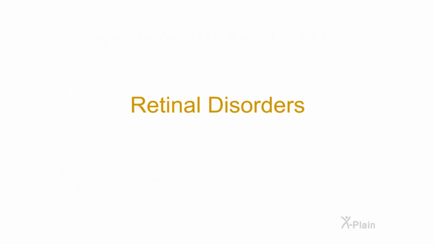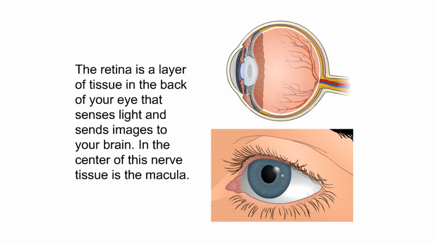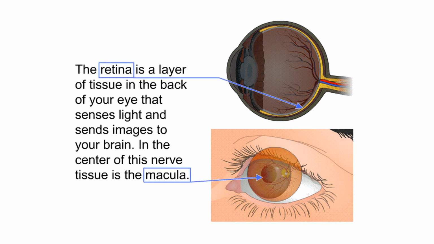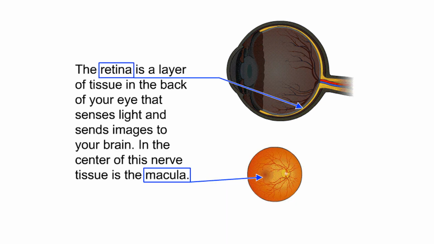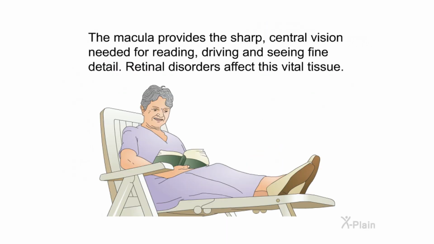Retinal disorders. The retina is a layer of tissue in the back of your eye that senses light and sends images to your brain. In the center of this nerve tissue is the macula. The macula provides the sharp central vision needed for reading, driving, and seeing fine detail. Retinal disorders affect this vital tissue.